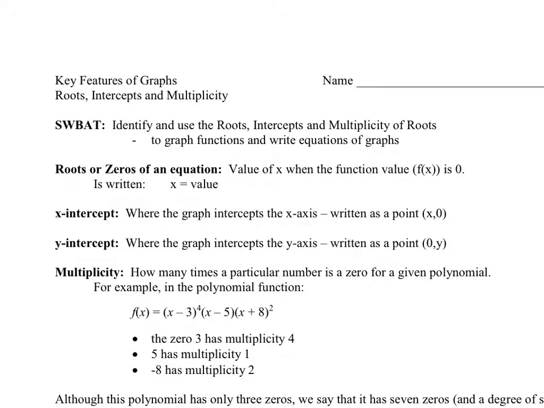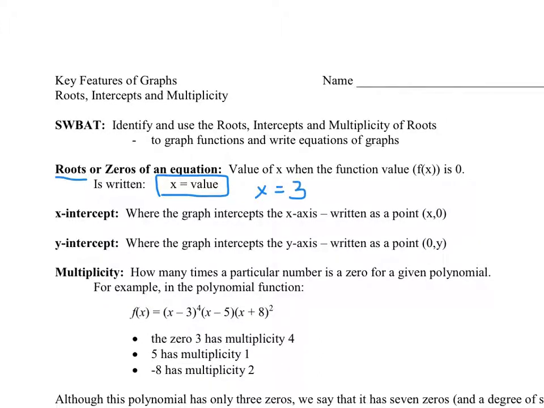Today we are discussing roots, intercepts, and multiplicities. So we've already discussed all of those, but there's a few things that you are required to know. First, if you have roots or zeros, you would write them as x equals. So if I ask you what are the roots or zeros, your answer would be, for example, x equals 3.